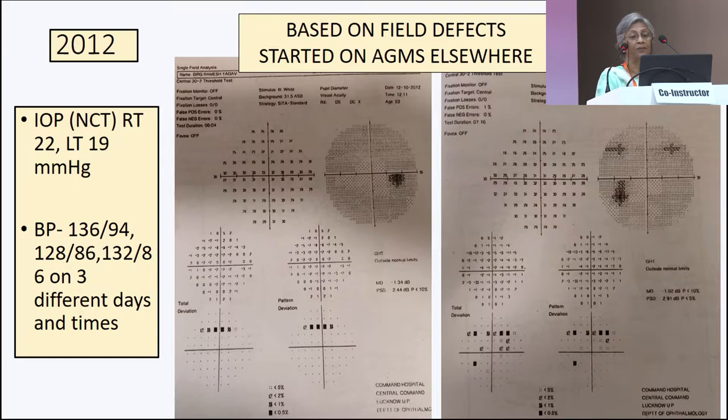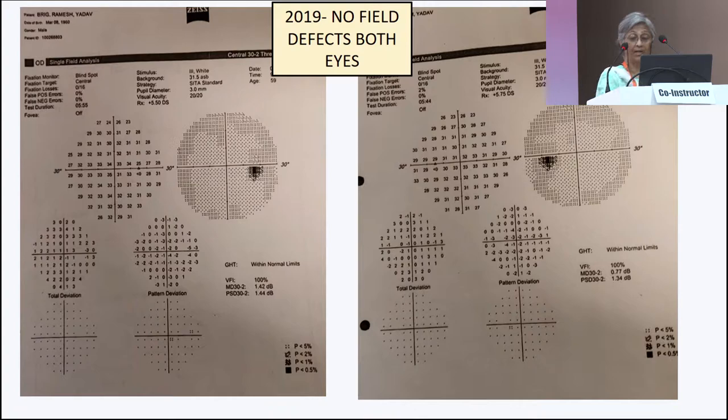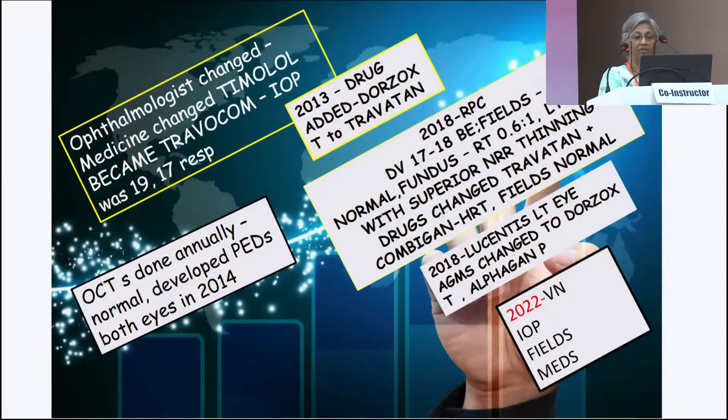And so he started this man on medicines. That's what happens all over India. It's not just that poor army guy. Okay. In 2016, once again, that guy was now on just one drug. No field defects seen in both eyes. We went down to 2019. No field defects. The guy was now on plenty of medication. I'll come to that. 2022, the guy came back to me. I'd seen him first in 2006, and now I find absolutely within normal limits.